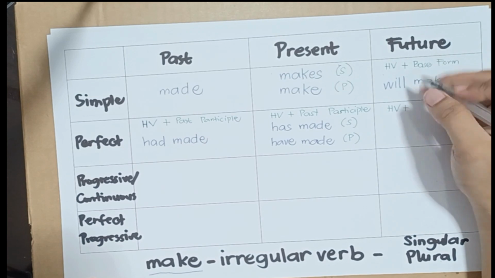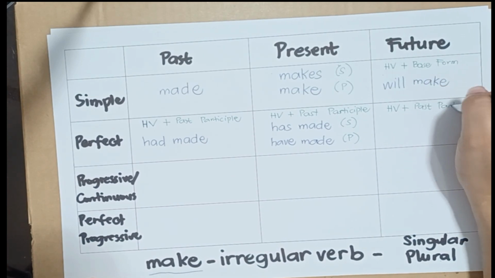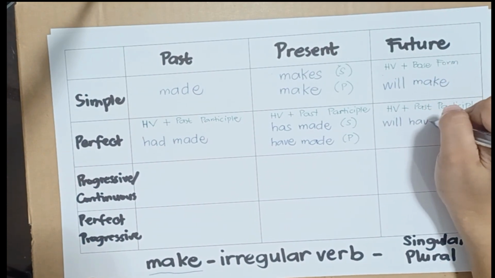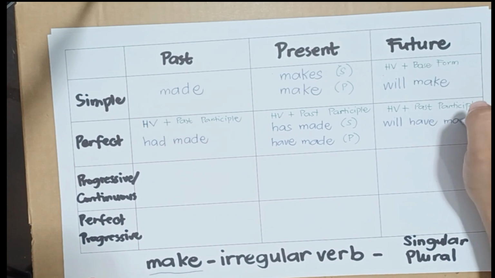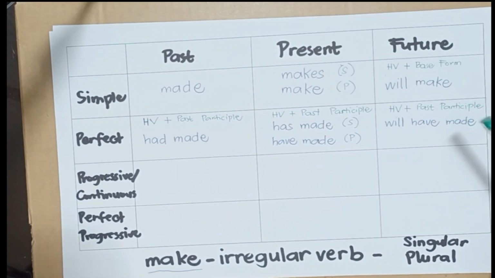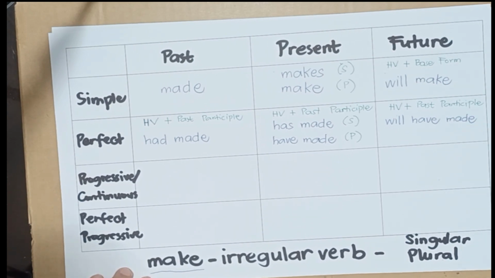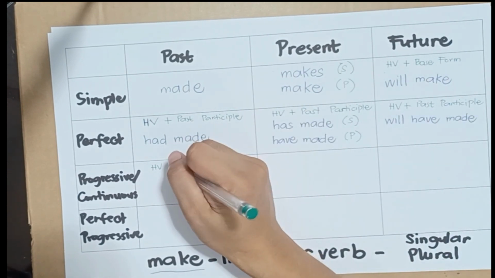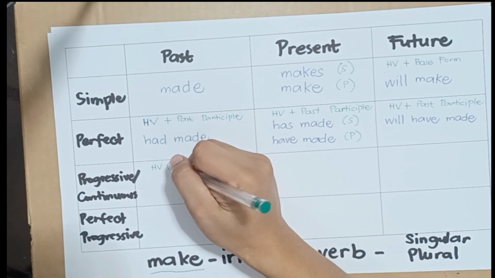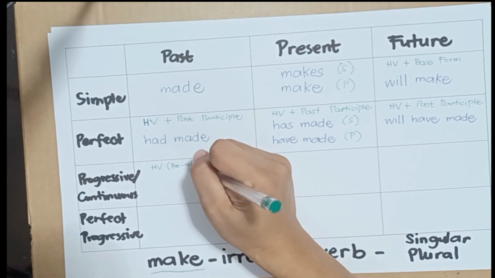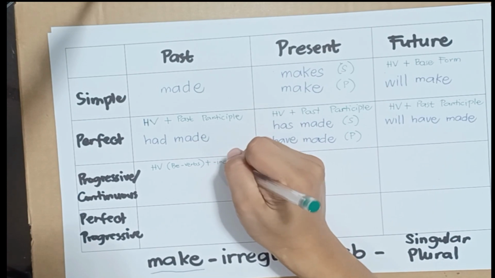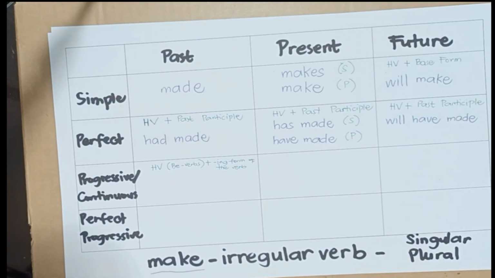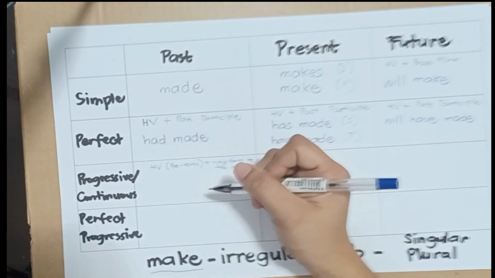Okay. Next, let's go to future. It's the same formula, helping verb plus the past participle form of the verb. So we'll use again will, have, and then the past participle made. Will have made. Okay, I hope that's clear. Let's go now to past progressive or past continuous. The formula is helping verb, and the helping verbs that we will be using are the be verbs, plus the ing form of the verb. Why ing form? Because it's progressive, it's continuous.